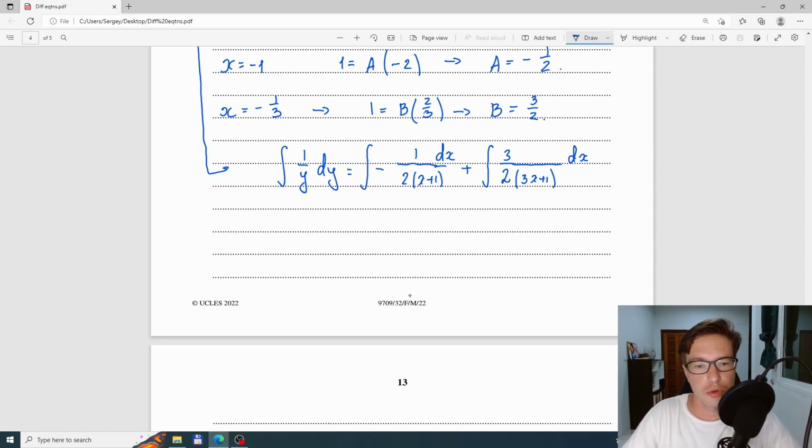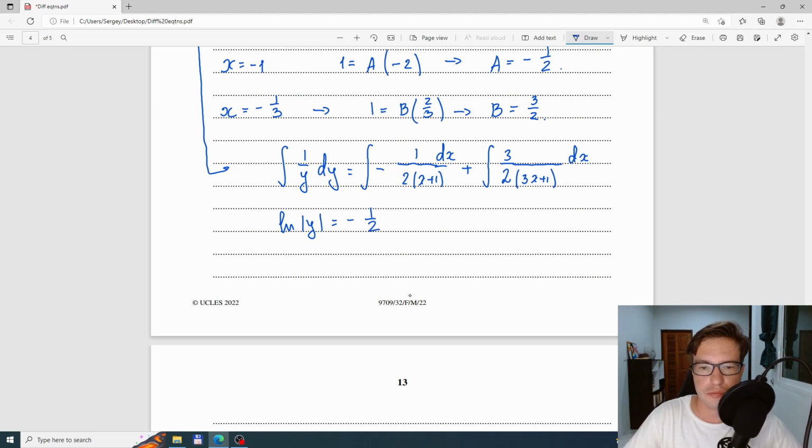The integral of 1 over y is going to be natural log y equals minus a half. Now we got the integral of 1 over x plus 1, which is natural log of x plus 1, plus 3 over 2 natural log of 3x plus 1. And then it's very important not to forget to divide by 3, the number next to x. And of course, plus c.